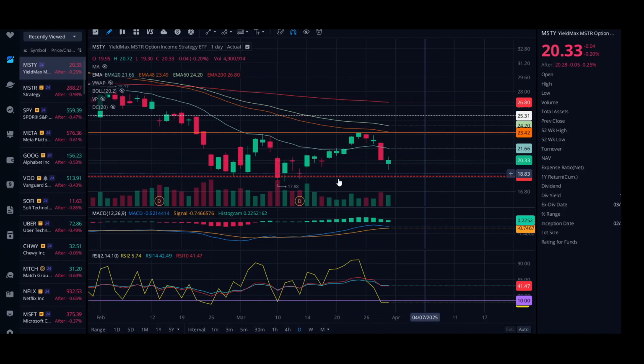We still got our support line right here. That's that red line, where we were using that as a support for holding MSTY up. And of course then we have this orange line, which seems to be more of a resistance line. It did touch it and came down.